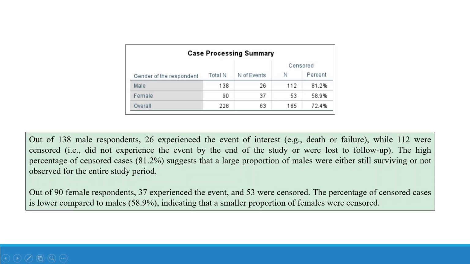The high percentage of censored cases suggests that a large proportion of males were either still surviving or not observed for the entire study period. Out of 90 female respondents, 37 experienced the event, 53 were censored. The percentage of censored cases is lower compared to males, indicating that a smaller proportion of females were censored.